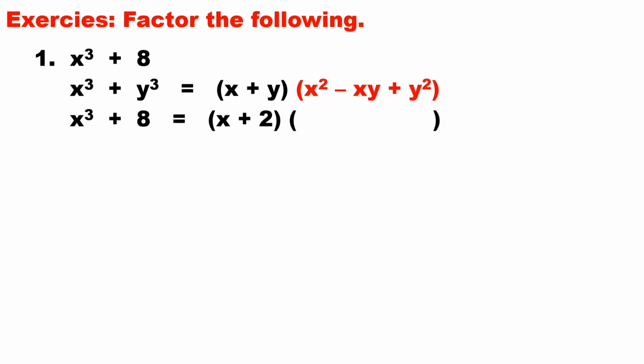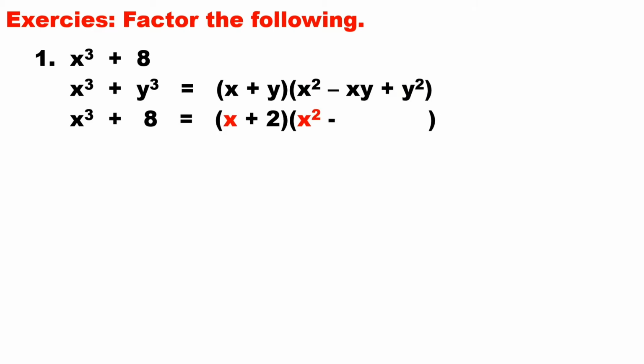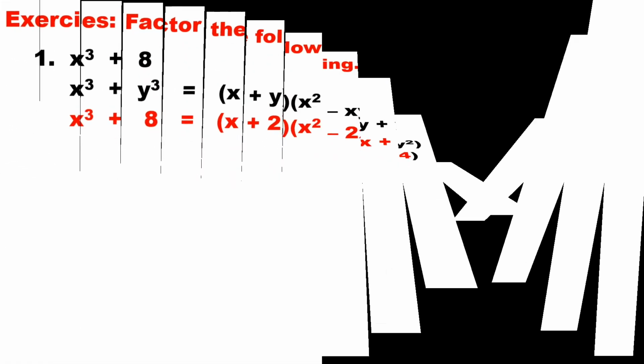To get the trinomial factor, square the first cube root, so we have x squared. Minus 2 times x equals 2x, then square the second cube root, which is 2, equals 4. Therefore, the factors of x cubed plus 8 equals quantity x plus 2, quantity x squared minus 2x plus 4.